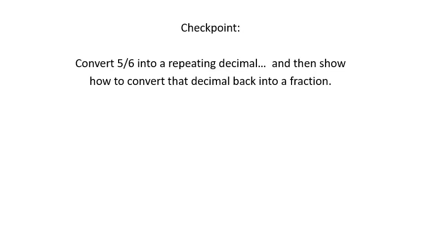So, as a checkpoint, I want you to convert 5/6 into a repeating decimal. So do the division problem to convert the 5/6 into a decimal, and then show how to convert that repeating decimal back into a fraction. Now, you already know the answer is 5/6, so you're converting 5/6 to a decimal, then back to 5/6. But this will give you some practice for doing the division, going from fraction to decimal, and then using that n, 10n, 100n method that we looked at for converting that repeating decimal back into a fraction.